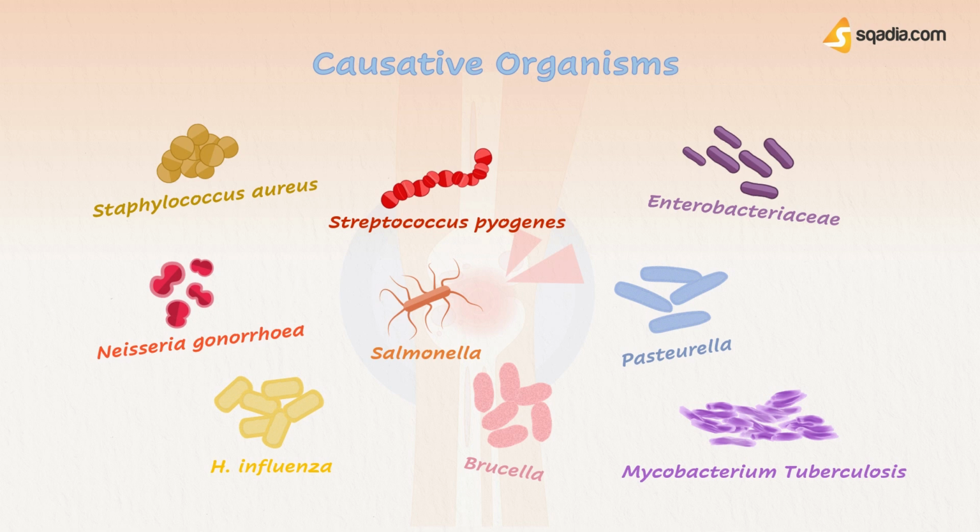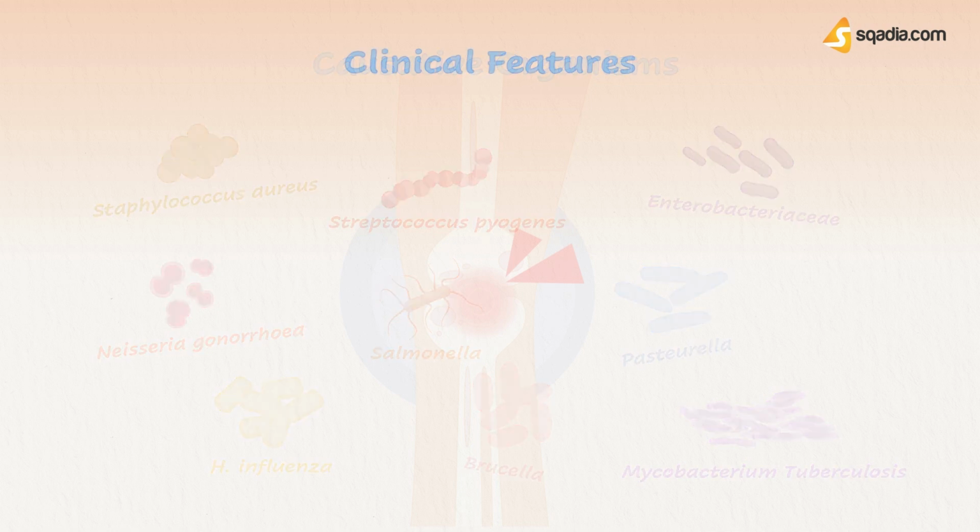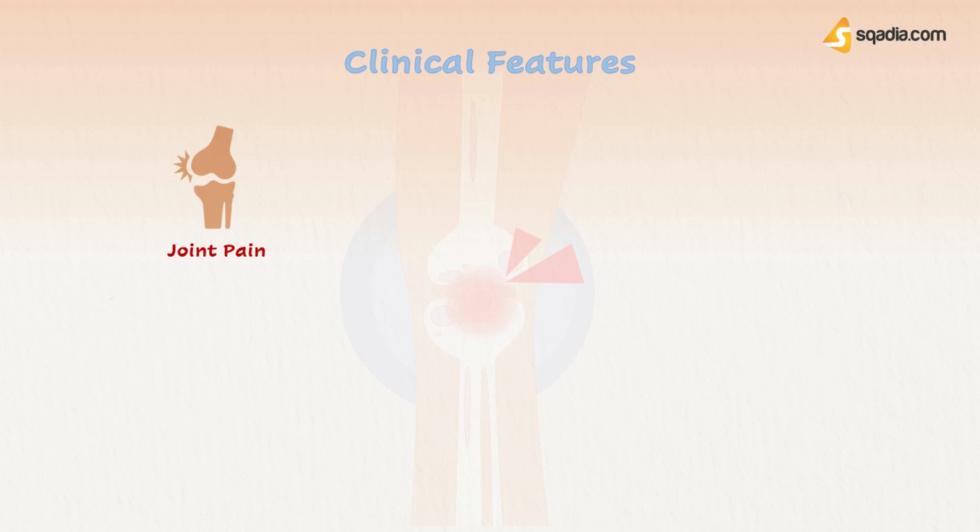The most commonly affected joints are the large joints, such as the knees, as well as prosthetic joints. Now, the clinical features will include pain in the involved joint. The joint and its area will also be swollen. This is a clinical feature in itself, but it also causes reduced mobility of the joint.